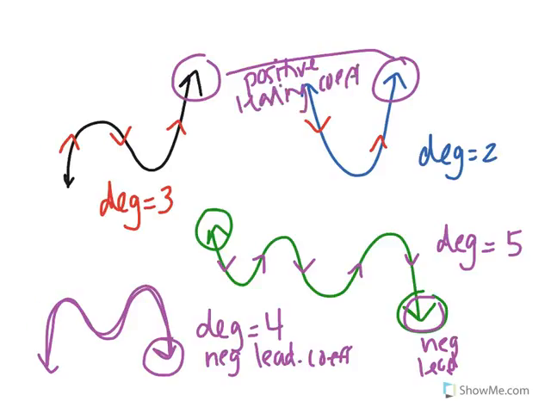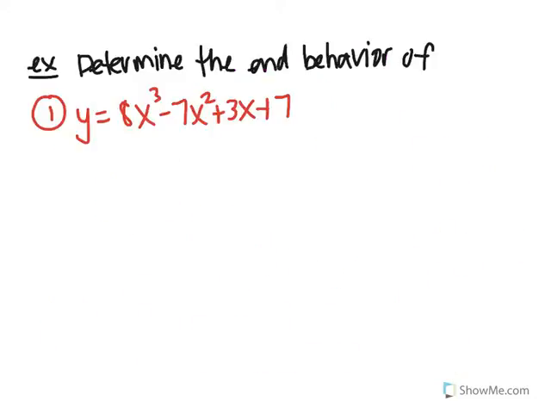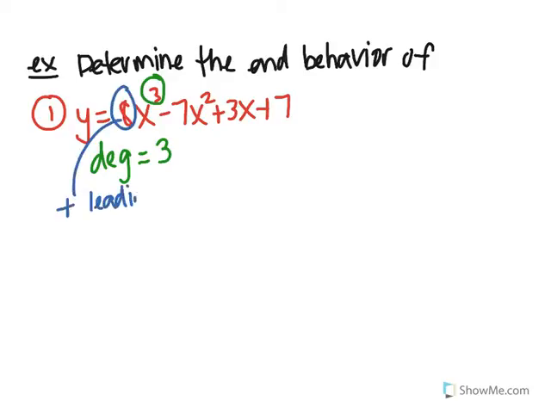Okay, so now for an example. I want you to determine the end behavior of this polynomial, 8x cubed minus 7x squared plus 3x plus 7. Alright, first thing you need to know is the degree, because that's going to tell you how to draw it. And we're going to do this all without a calculator. So the degree is 3. We also notice that the leading coefficient is positive. So I'm going to put positive leading coefficient.